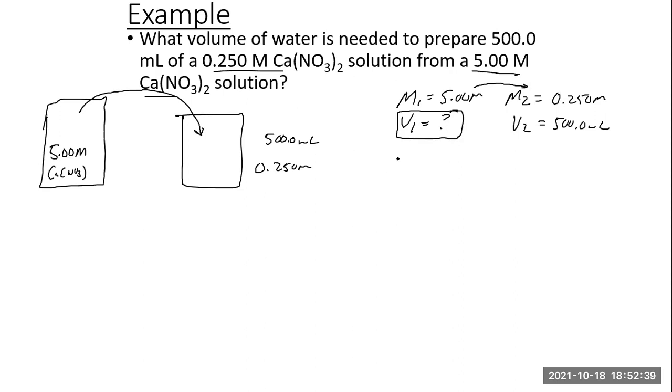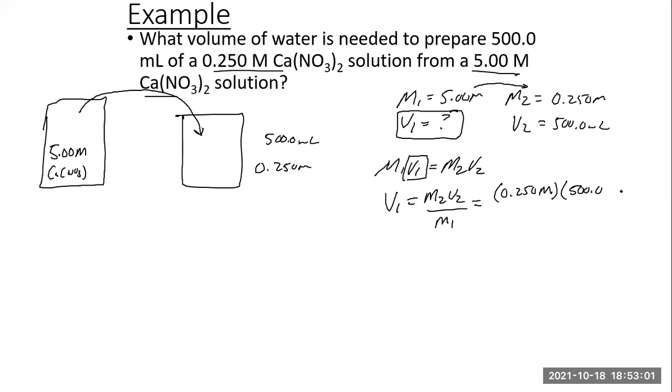So again, we can use our M1 V1 is equal to M2 V2. Again, the one thing we're missing is V1. So V1 would be M2 V2 divided by M1. In this particular case, we would put our numbers in: 0.25 molar. And here, this would be 500 milliliters. If you wanted to, you can convert that to liters, which would be 0.5 liters. Again, it's okay in this particular application to leave it as milliliters, but if you want, you absolutely can convert it to 0.5 liters, whichever way you want to do it.